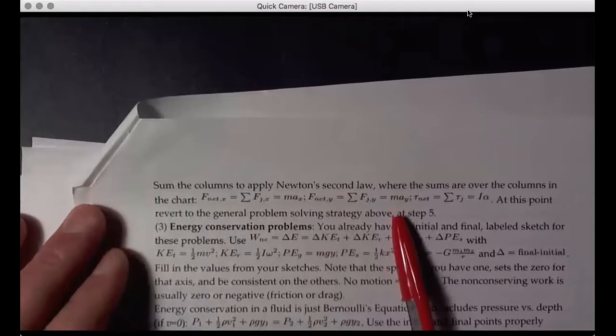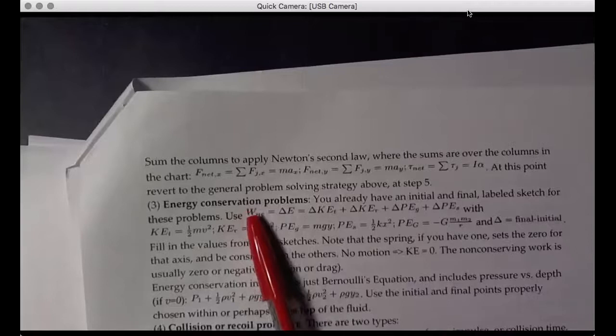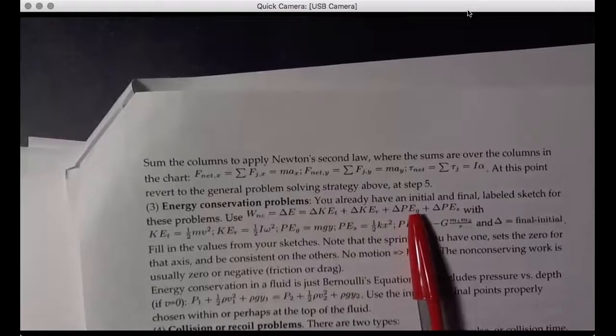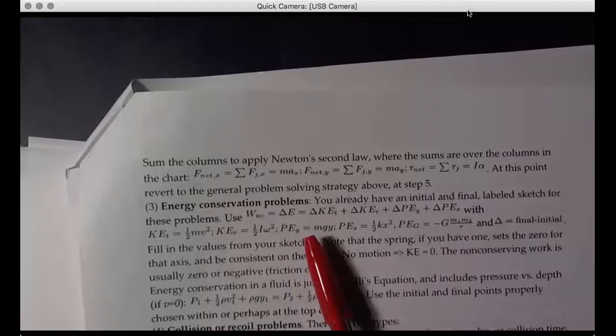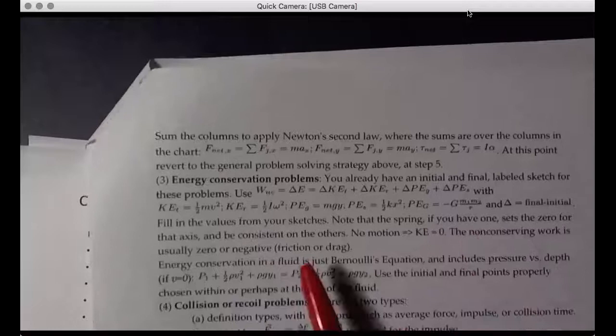Energy conservation problems, I always start with this. No reason not to. If there's no friction or other non-conserving work, set that to zero right away. And then it's a matter of writing down your delta KEs and delta Ps. Sometimes it's final minus initial. Sometimes you just pick the delta right off the problem. And you've got a couple of different potential energies. You've got regular g gravity and spring as the big two. There's one for big G gravity, but that's not used that much. Sketches can help you pull these things out.